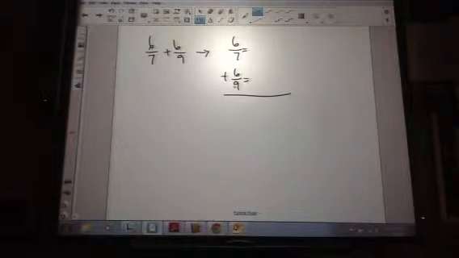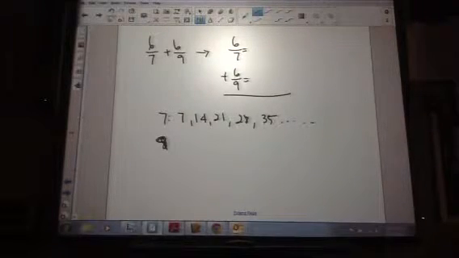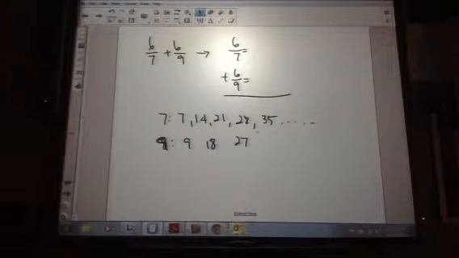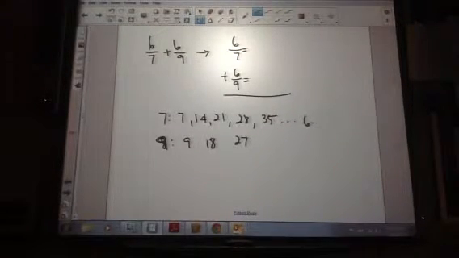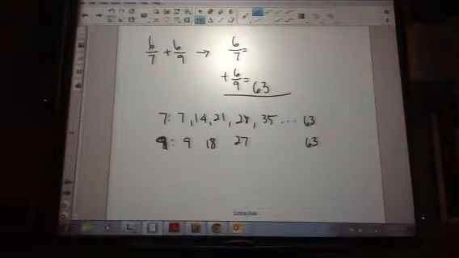So I have to think about my multiplication tables. 7, 14, 21, 28, 35, you know, and you keep going. I'm hoping that you guys know these. 9, 18, 27, all right? And you keep going. And then hopefully you will find out that way down the road somewhere, 63 is really the lowest common denominator that we can use, which happens to be 7 times 9. So 63. So we're going to do 7 times 9 is 63.